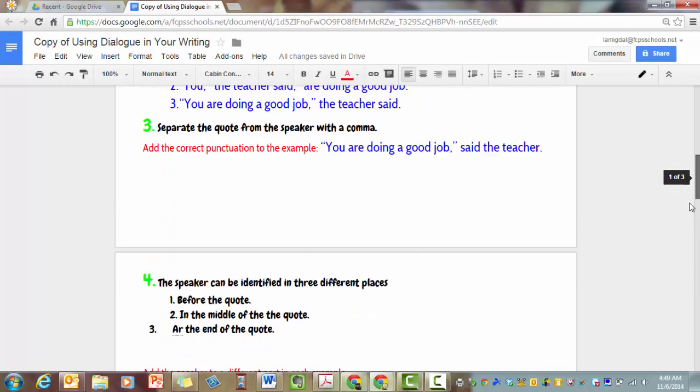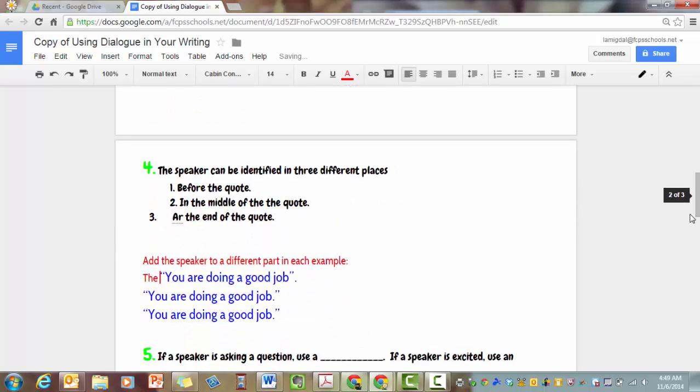Who's saying this? The teacher. Okay, I forgot. The teacher said, comma, "You are doing a good job." Notice the comma. Notice the capital letter. Now notice out here the period is outside the quotation marks. Alright, so I'm going to copy this and paste it in the next one.